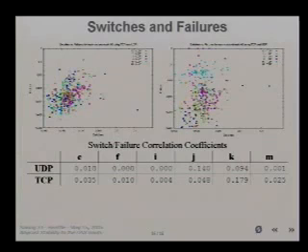And if it's closer to -1, you see that. And if it's closer to +1, that means they're positively correlated. That is, if you see more switches, you'll see more failures. Or if you see more failures, there are probably more switches. And looking at our graphs, you see that in general, TCP is slightly more correlated, switches and failures, just like we would expect. TCP switches are more correlated with failures.